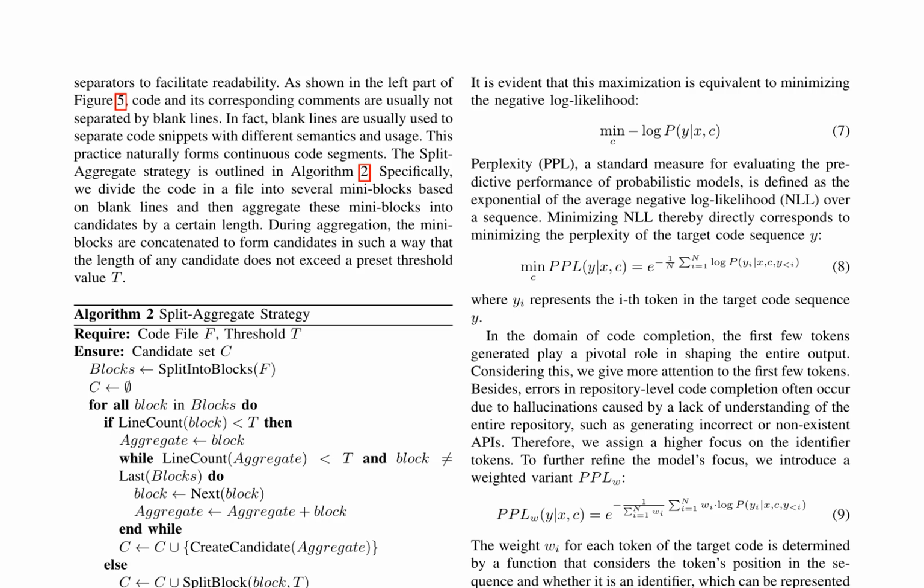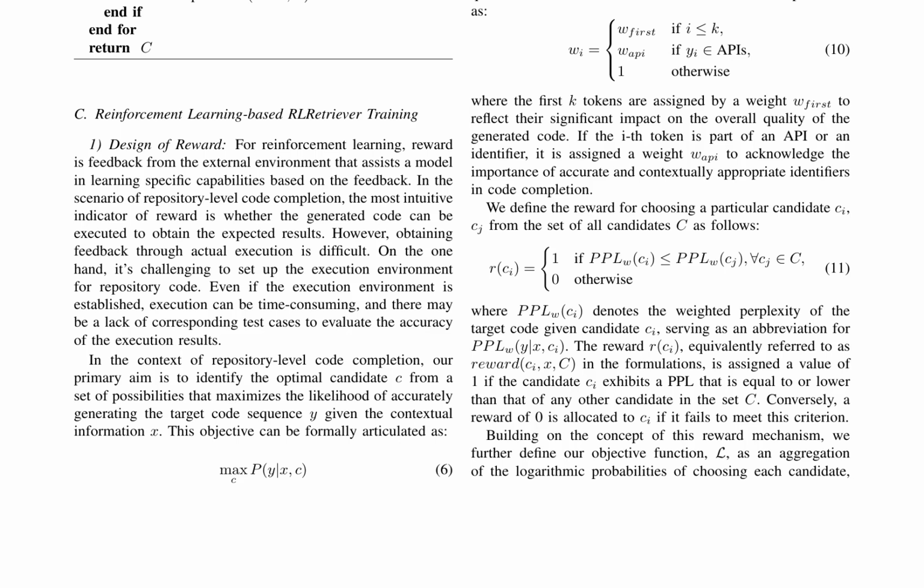The RL retriever training involves designing a reward mechanism, where the primary aim is to identify the optimal candidate that maximizes the likelihood of accurately generating the target code sequence given contextual information. The reward is defined as the weighted perplexity of the target code, considering the token's position and whether it's an identifier. The objective function aggregates the logarithmic probabilities of choosing each candidate.